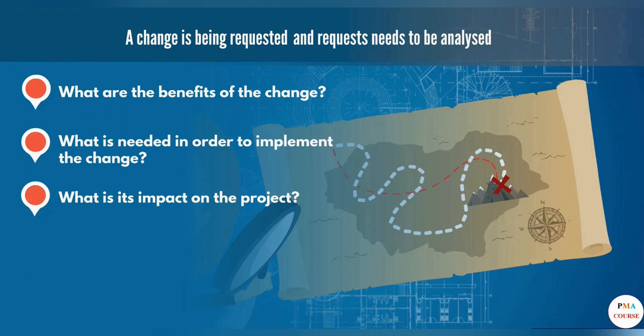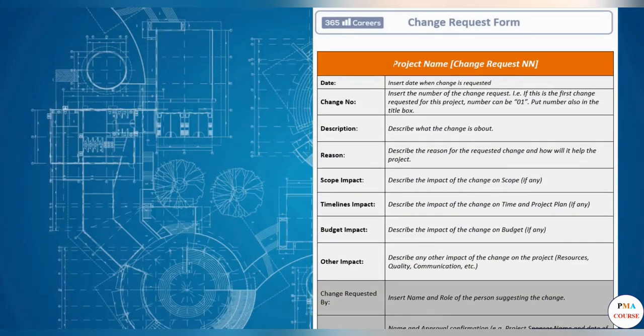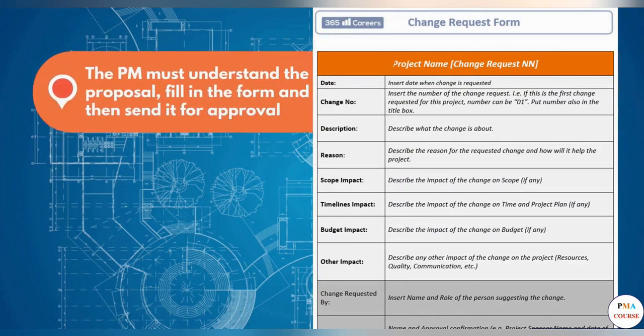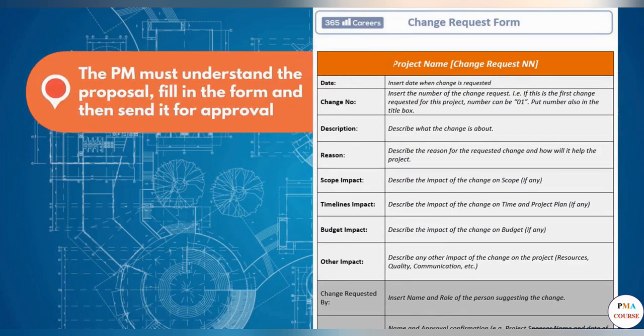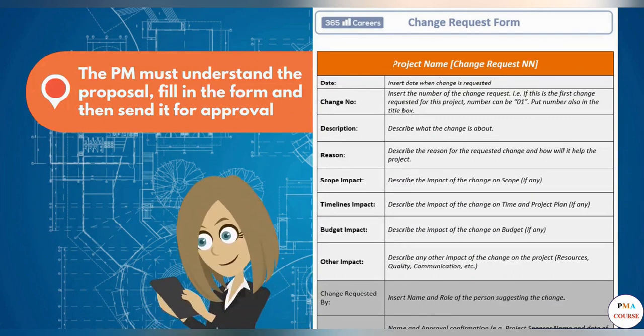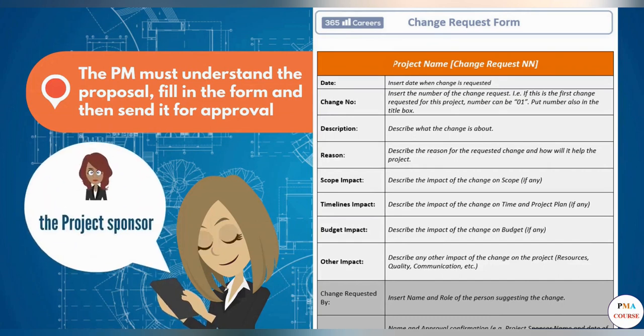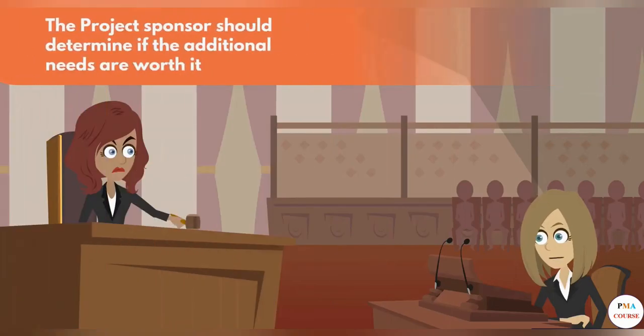Of course, a formal document must be created to collect this data, a change request form. The project manager must understand the proposal, fill in the form, and then send it for approval. Who will the project manager send the change request form to? The project sponsor, of course. Since they have provided the needed resources, they should also determine if the additional needs are worth it.